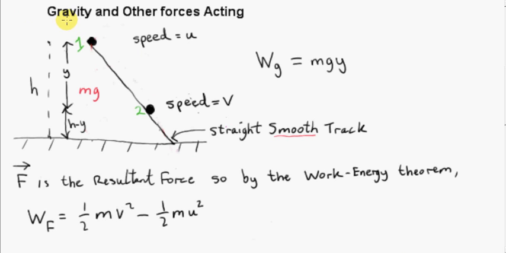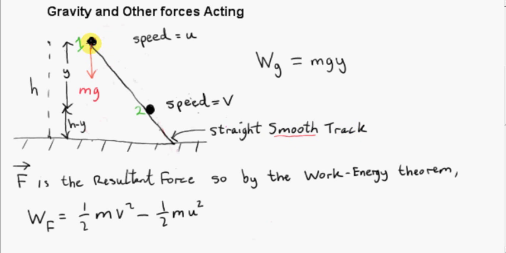Now, let's consider situations where more than one force is acting on the particle. So gravity is acting as before. When the particle is at position 1, the force of gravity is vertically down. It's a constant force, and at position 2, of course, it's the same force. But now we have an extra force because the particle is moving down a straight, smooth track.